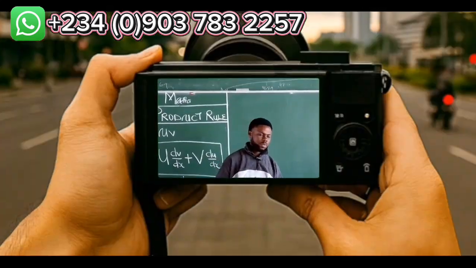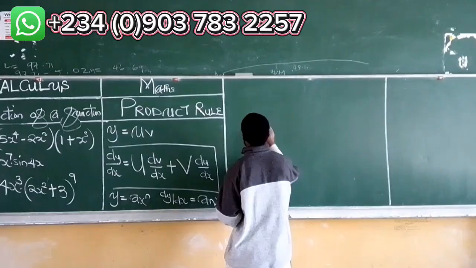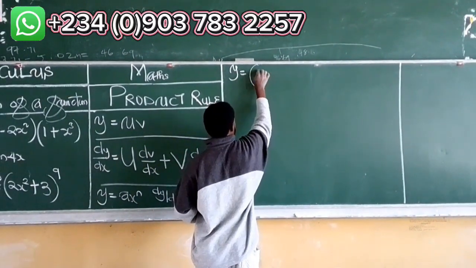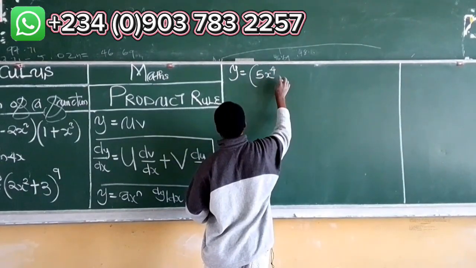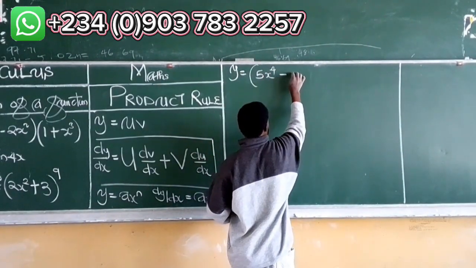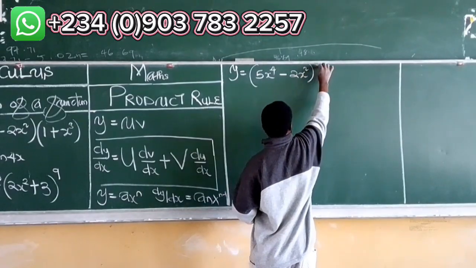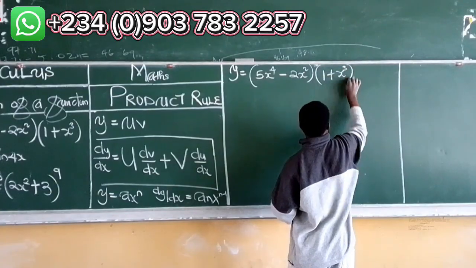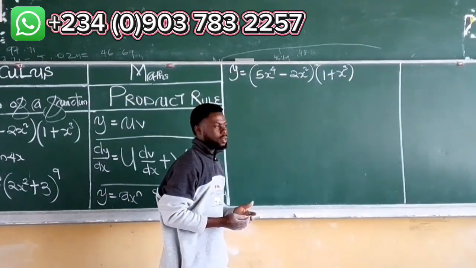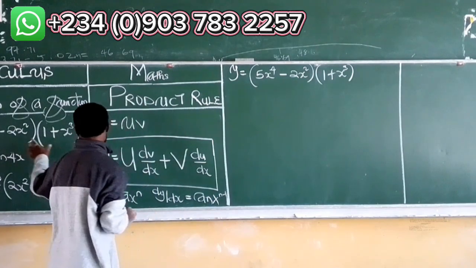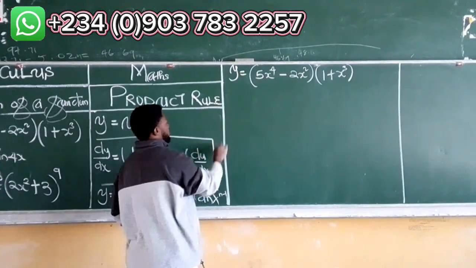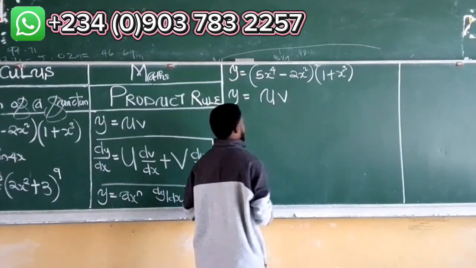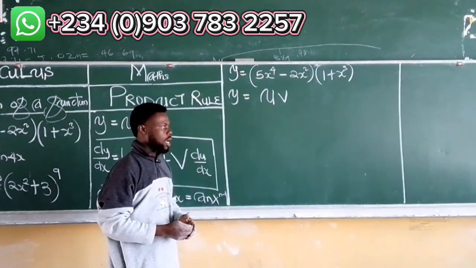Let's consider the first example on the board, where y is a function of x and y is equal to, in bracket, 5x raised to the power of 4 minus 2x squared, then in bracket 1 plus x cubed. Now the first thing we have to do is put this into the form y equals u times v, the product of u and v.